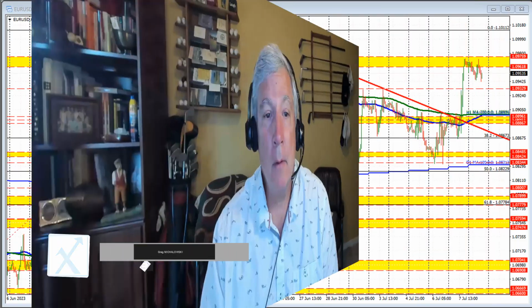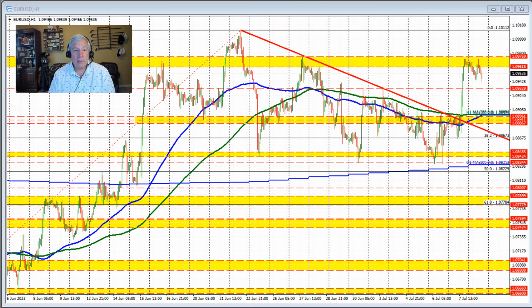Ladies and gentlemen, let's kill two birds with one stone. I'm going to take a look at the euro versus US dollar and the dollar versus yen. The price action in both of those currency pairs is similar in relation to the US dollar. Let's take a look at the euro versus US dollar first.